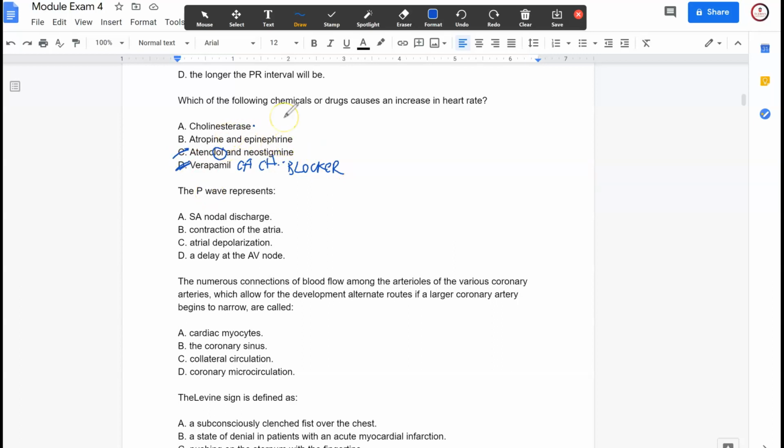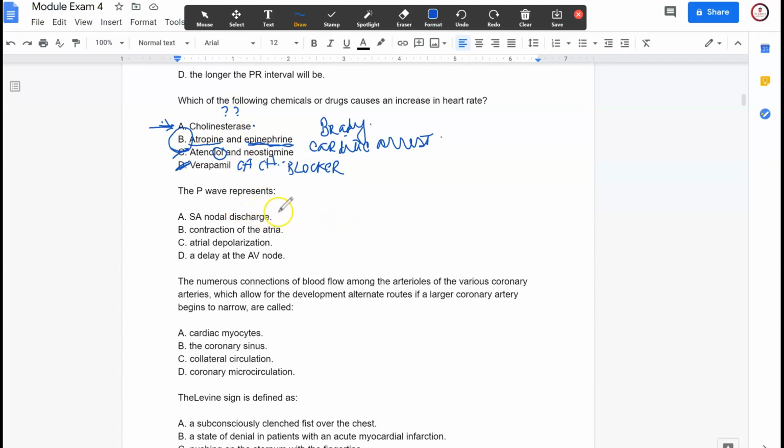Atropine and epinephrine. We give atropine in bradydysrhythmias. We give epinephrine during cardiac arrest, which, as we talked about, can bring hamburger meat back to life. That's going to increase your heart rate. So even if you don't remember what cholinesterase does, the answer is atropine and epinephrine.